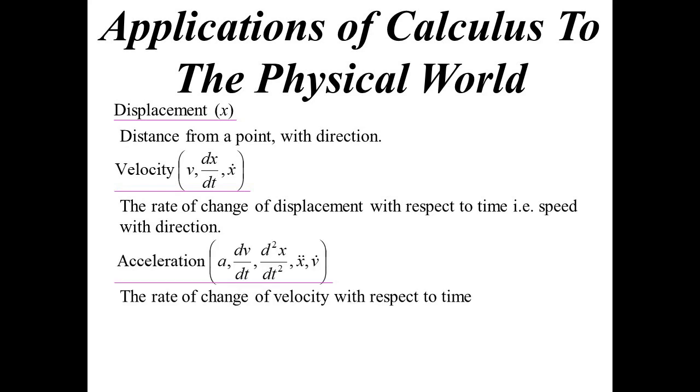And then acceleration, well, a for acceleration, it's the rate of change of velocity with respect to time. So dv/dt. It would be the second derivative of displacement. So d²x/dt², or we could have x with 2 dots, or velocity with 1 dot. So the rate of change of velocity with respect to time.